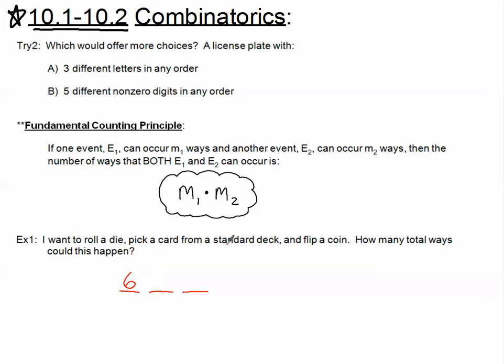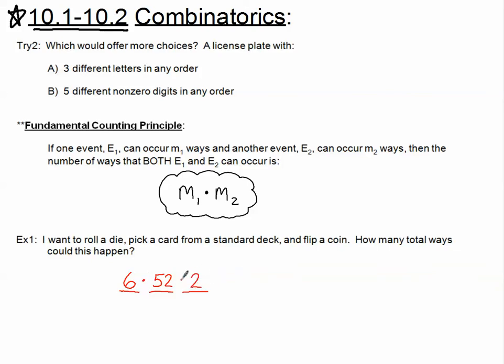Pick a card from a standard deck. Now, if you don't know much about our standard deck of cards, that's fine. You can always ask me a question about a standard deck of cards, and I will tell you about that. But there are 52 cards in a standard deck. So to pick one of them means that there's 52 ways that I could do that. I could pick an ace, or I could pick an 8, or I could pick the 6 of clubs, so on and so forth. So there are 52 ways that that event can occur. And last event, flip a coin. Of course, there's only 2 ways to flip a coin, heads or tails.